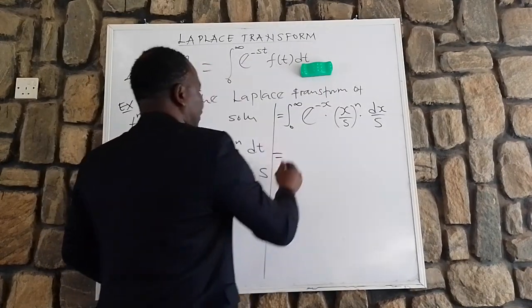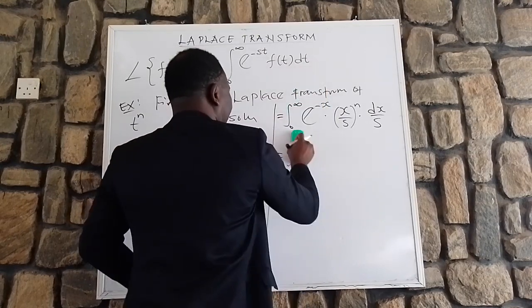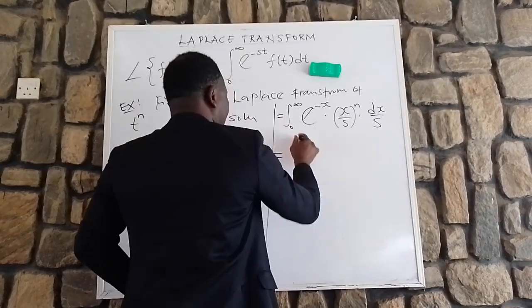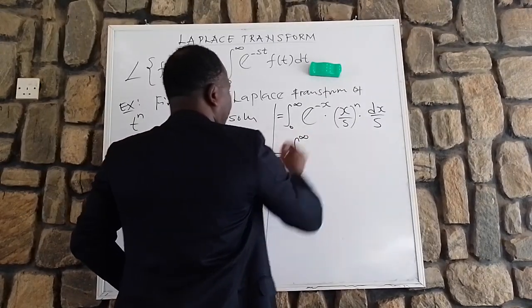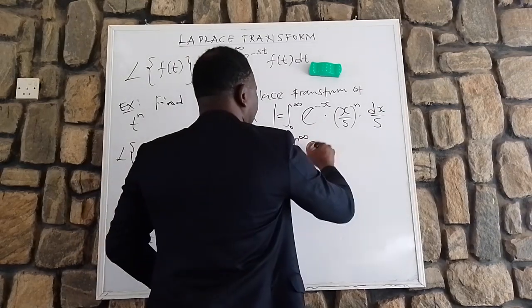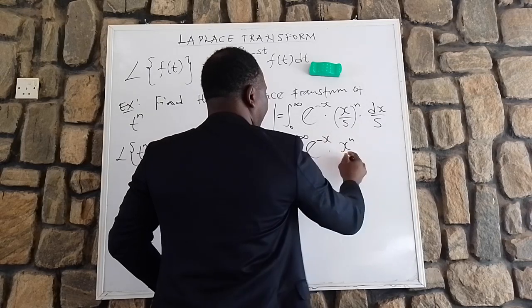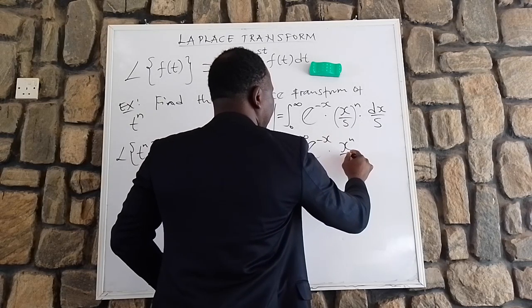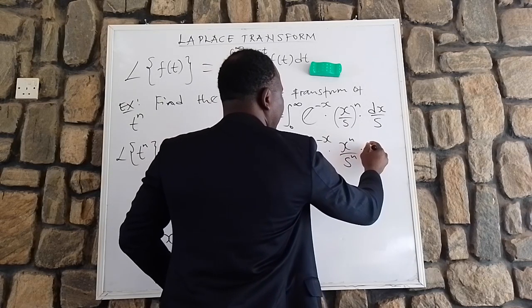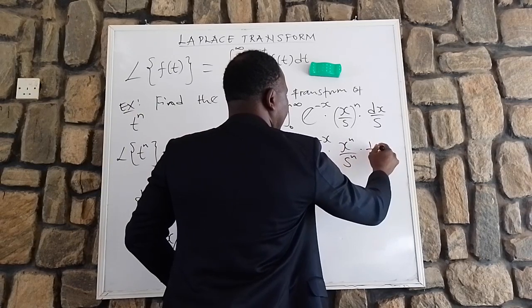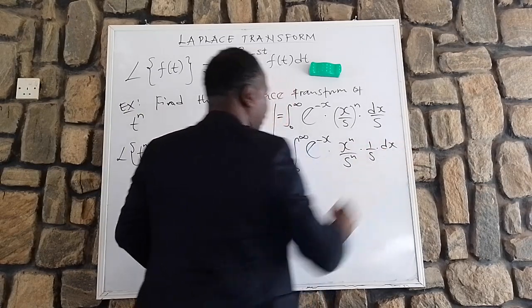we are going to have it in this form. Integral 0 to infinity exponential minus s dot x raised to the power of n. True or false? Then s raised to the power n dot this is the same thing as 1 all over s dot ds. True or false?